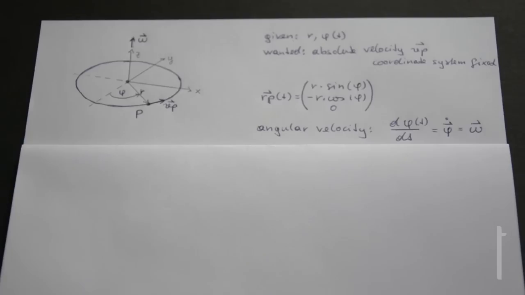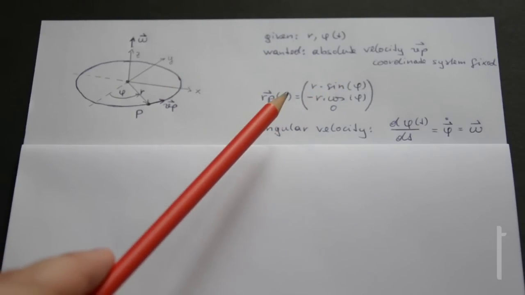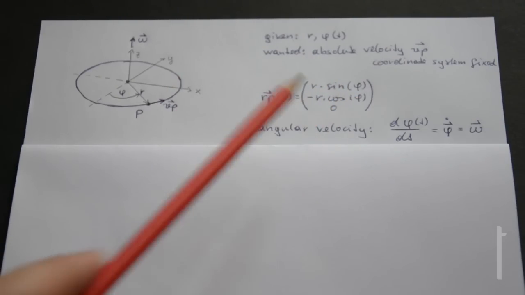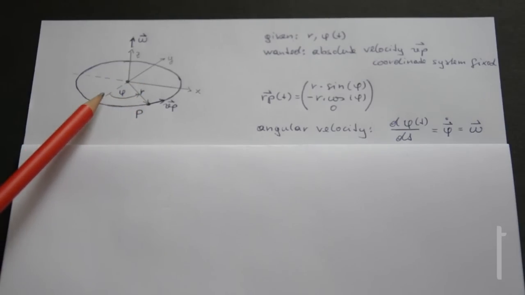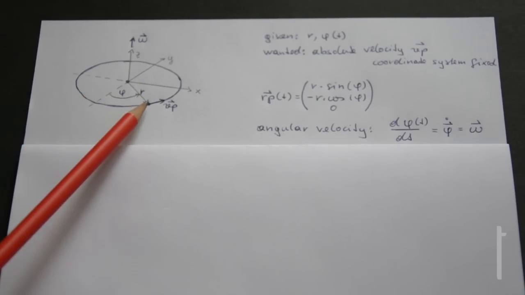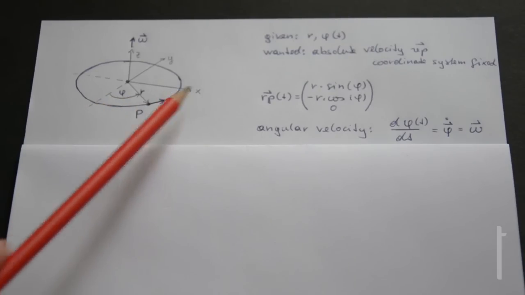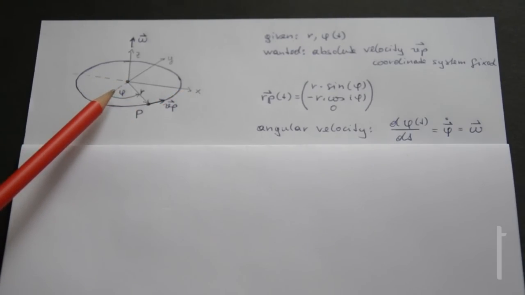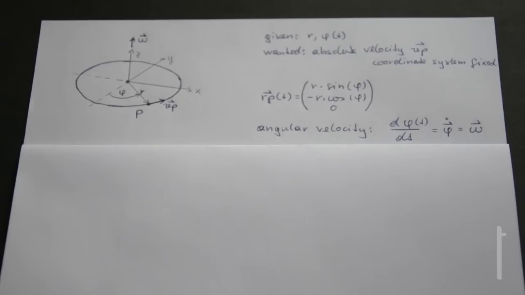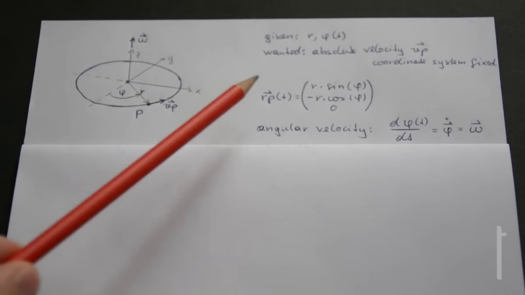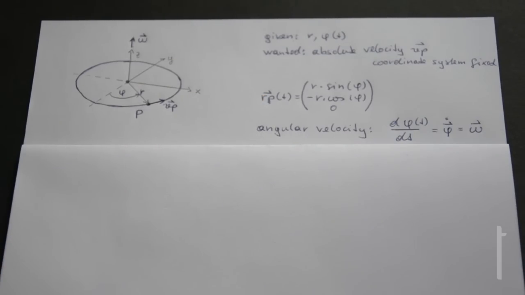Now in the first step we have to build up the positioning vector Rp here, and we have to do this in this coordinate system. So it is r times sine phi, minus r times cosine phi, and 0. Because we can put a right angle triangle over here. This side would be r times sine phi, this is the x direction, and this would be minus r times cosine phi because we have to go in the negative y direction. And now we can already see that the vector Rp is depending on time as well, and this is because of the angle phi.